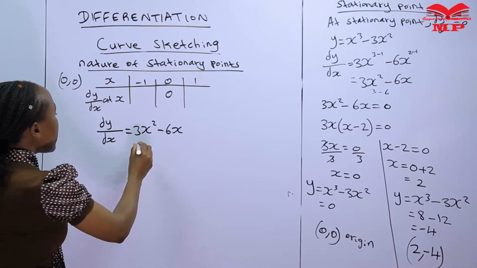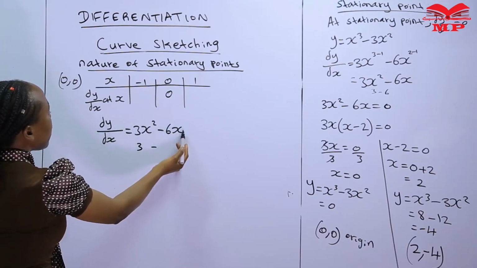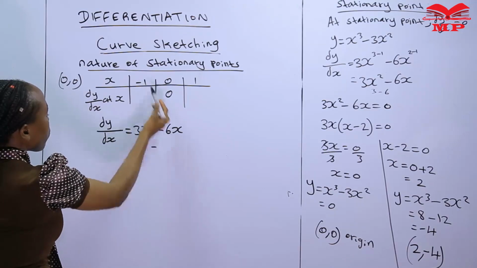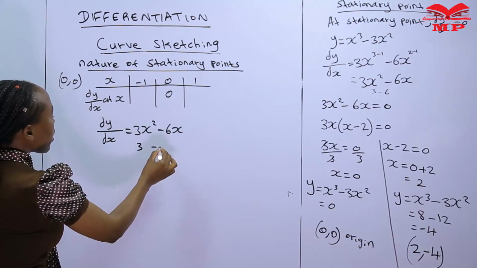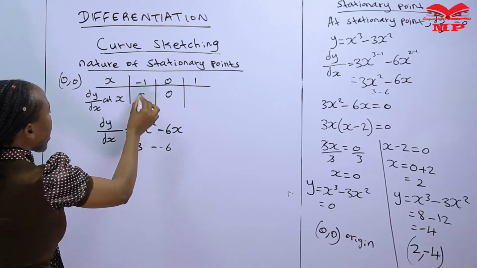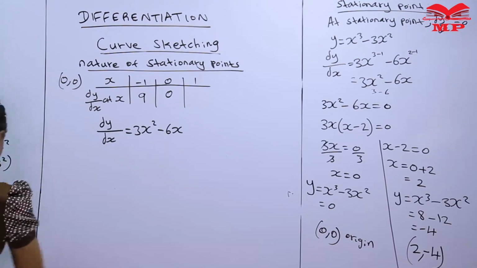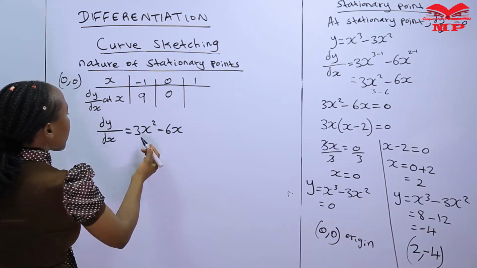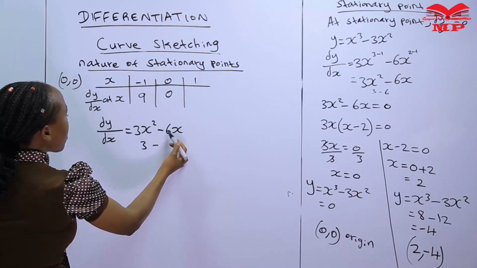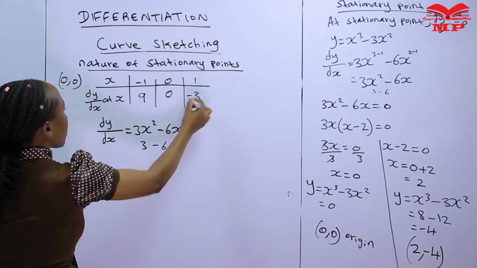1 times 3 is 3. Minus negative 1 times 6, we have negative 6. Negative 1 times 6 is negative 6. So this is 3 plus 6, which is 9. Then again, when x is 1, here we'll have simply 1 squared, that is 1 times 3. Then minus 1 times the 6, which is 6. So we have 3 minus 6, which is negative 3.